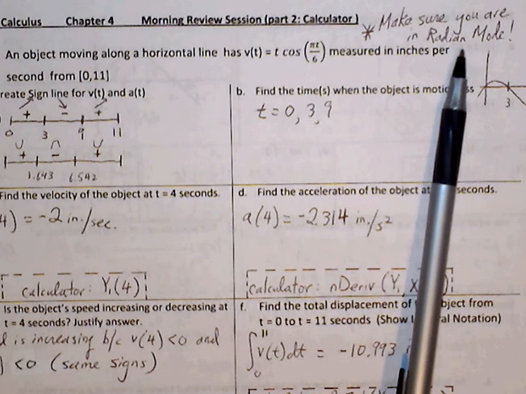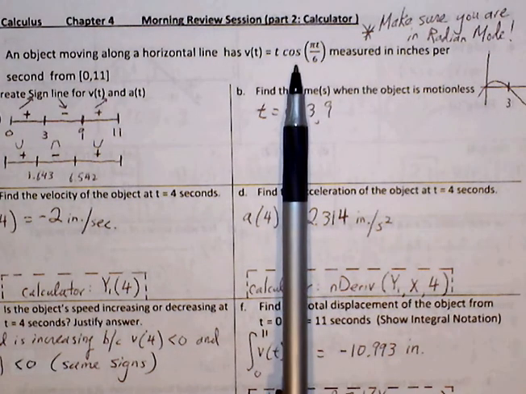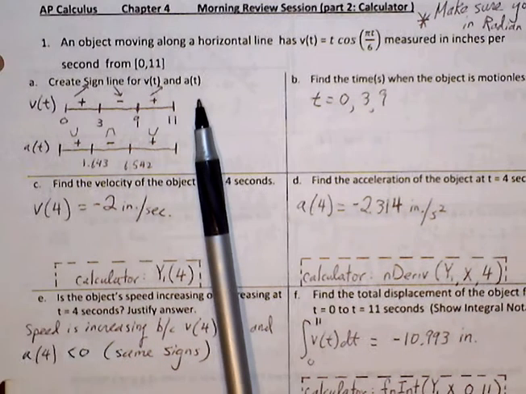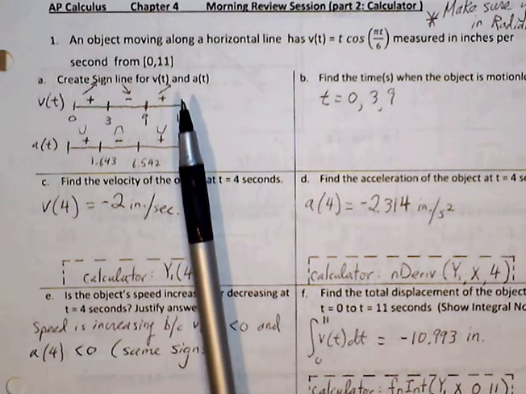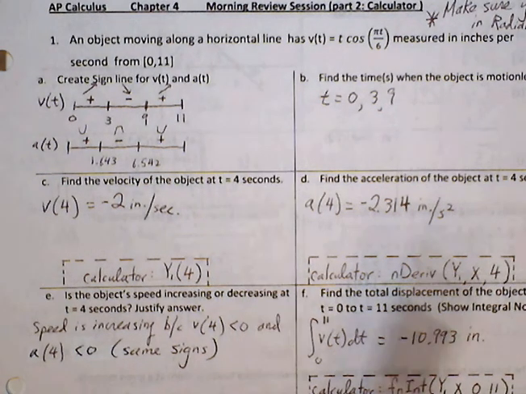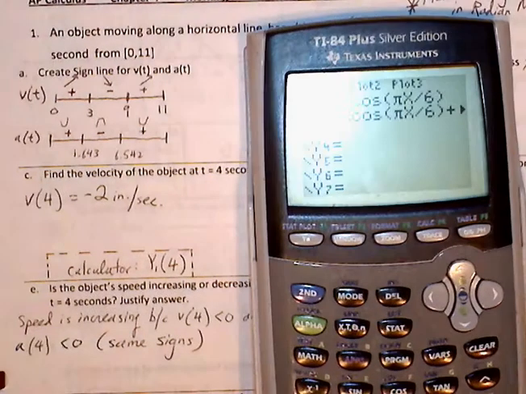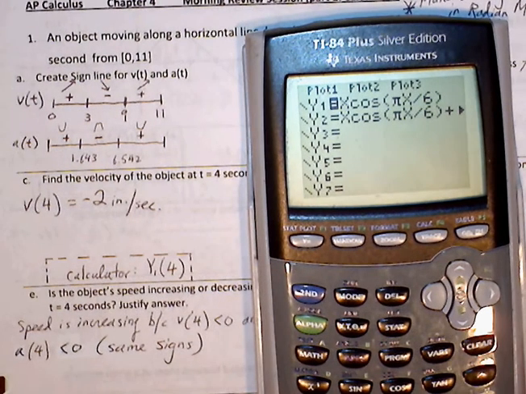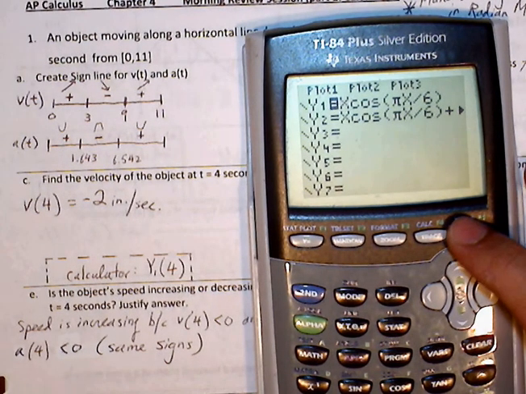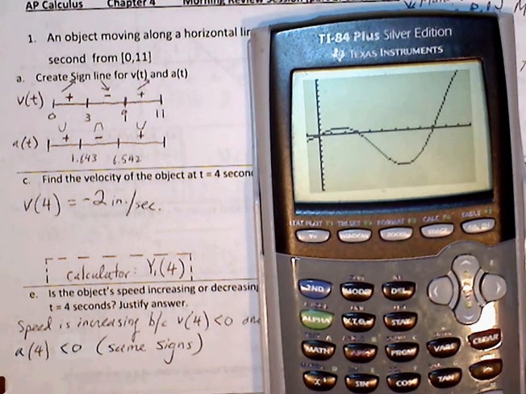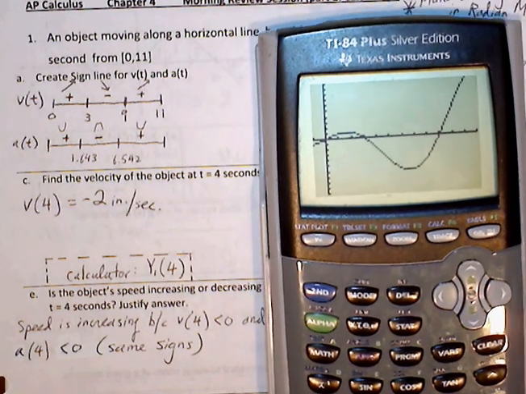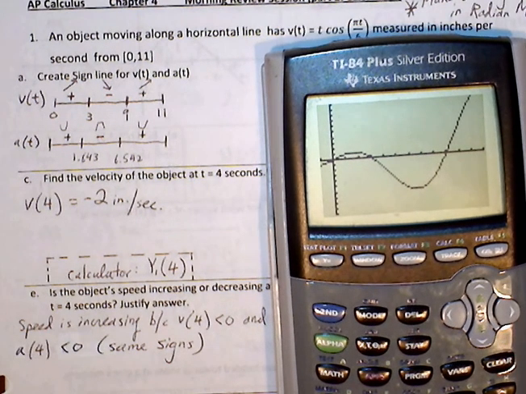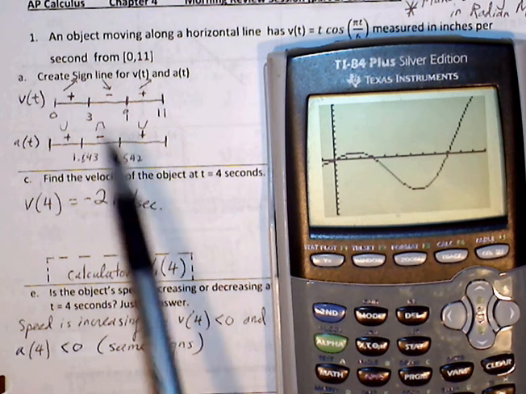So we have our velocity function given by t cosine of pi times t over 6. And the first thing is to create a sign line for velocity and acceleration. So we can simply plug in the calculator here x cosine of pi x over 6. And in my graph, I adjusted my window to go from -1 to +12, just so I can have some range in the window outside of what's given from 0 to 11.